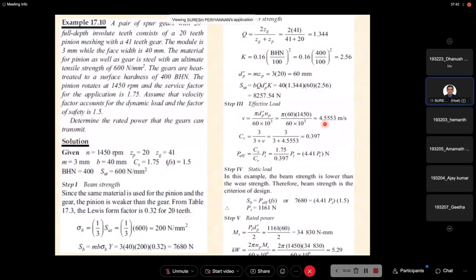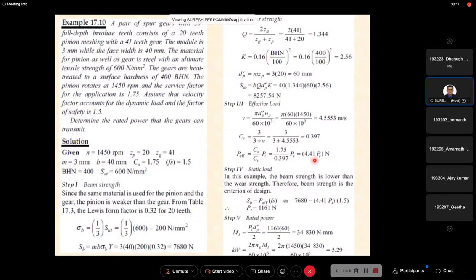Then this is 4.533, which is less than 10. When the pitch line velocity is less than 10 meters per second, we have to use this empirical relation to find out our velocity factor. This is 0.397. Now we already know that P effective load is equal to Cs by Cv into PT, from this relation.